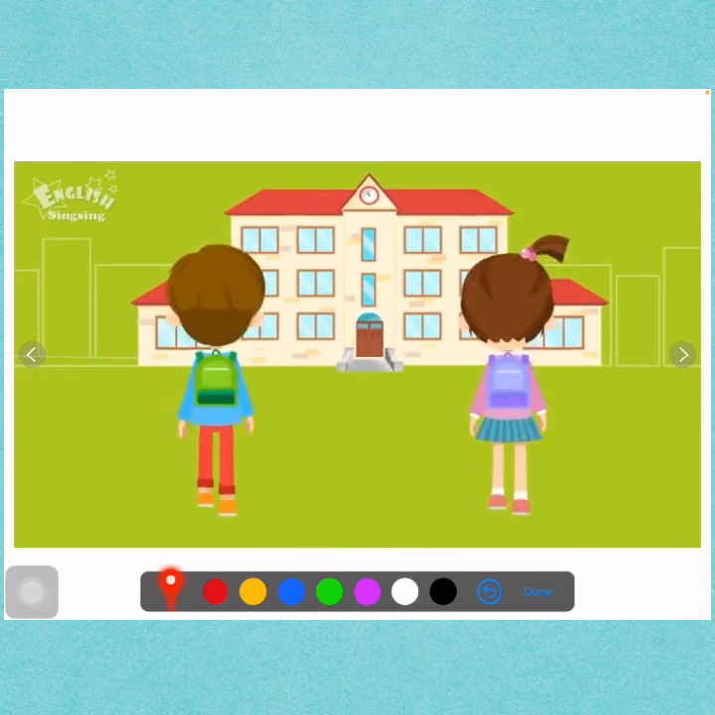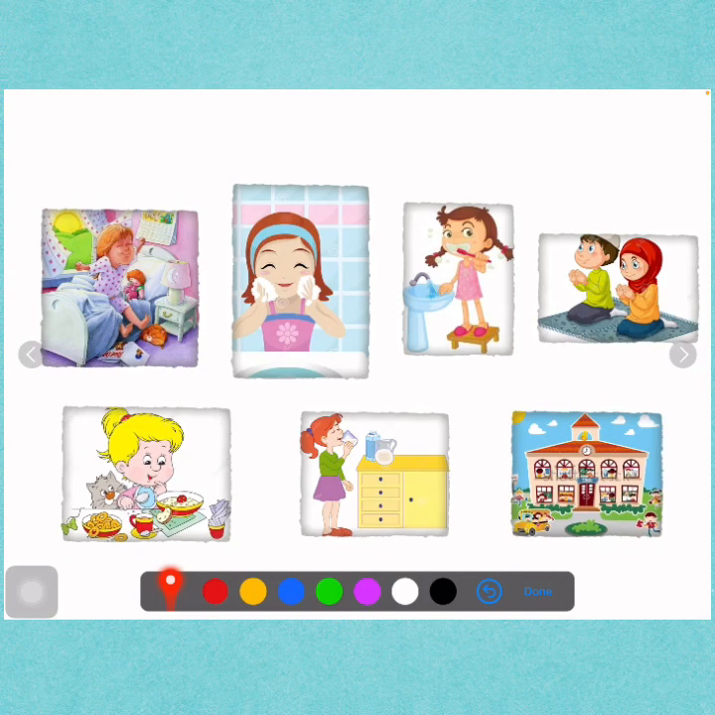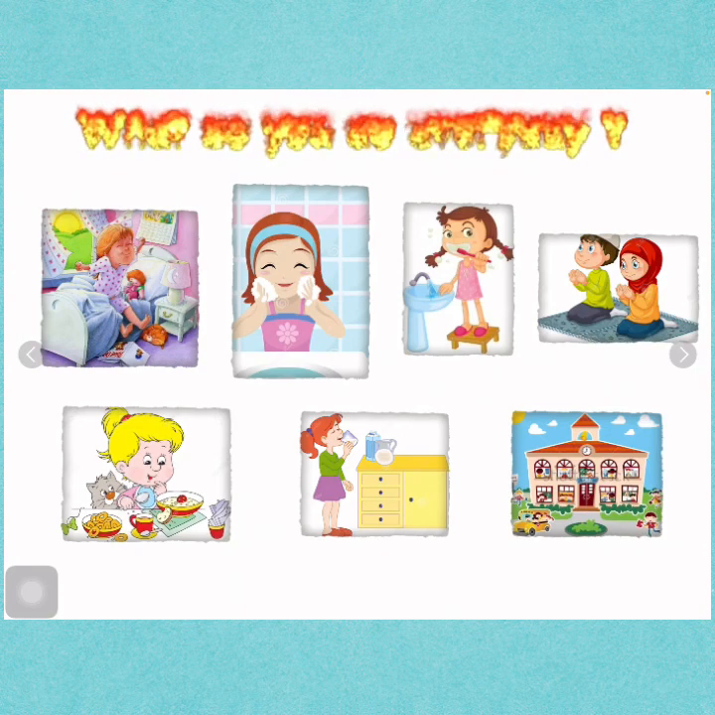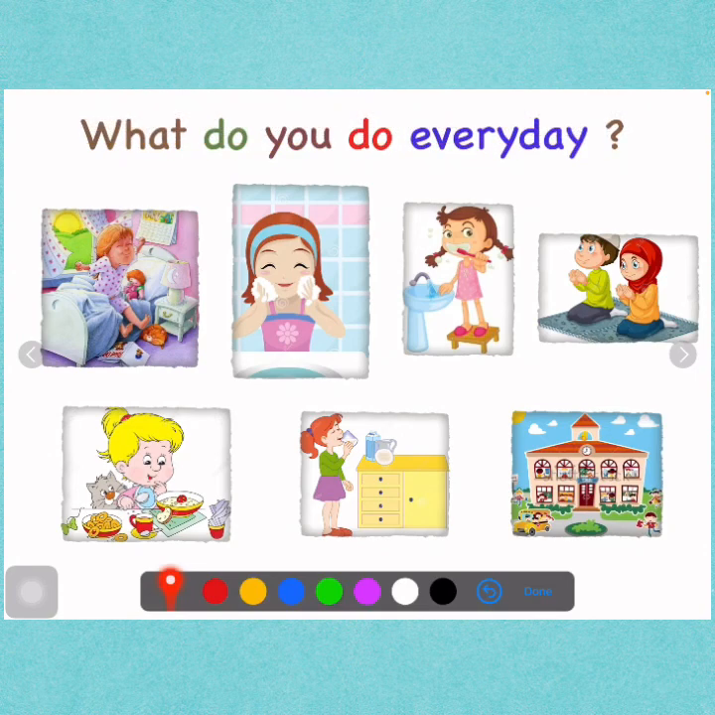Good girls. Now, look at here and tell me about what do you do every day? Can you tell me about your daily routine, girls? What do you do every day? I get up early. I wash my face. I brush my teeth. I pray. I eat my breakfast. I drink milk. I go to school. Excellent, girls.